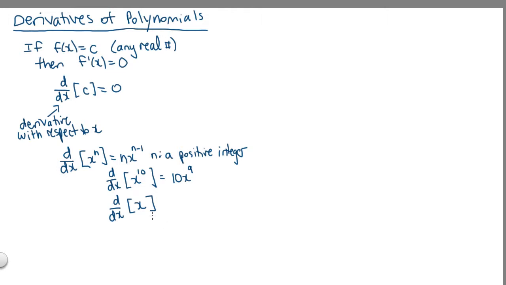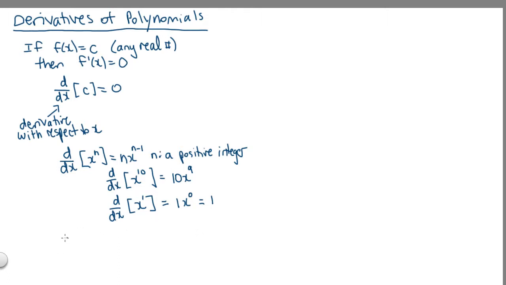If we were to try, say, the derivative with respect to x of x, it might be helpful to think of that x as really an x to the 1. And so our power rule here tells us that the derivative looks like 1 times x to the 0. And x to the 0 is just 1. So that gives us a derivative of 1.